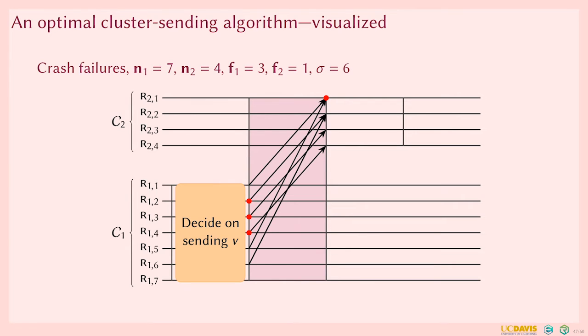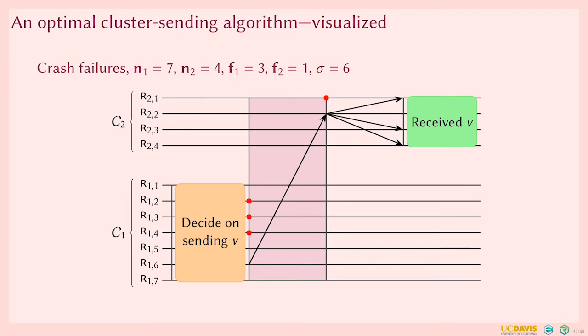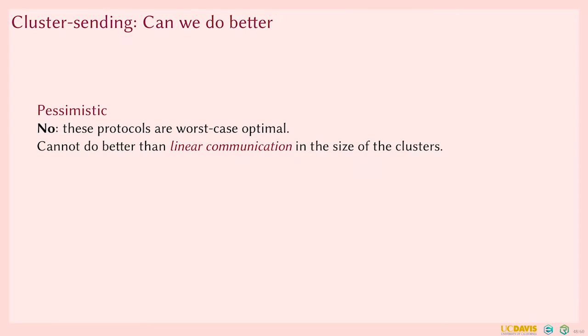And now we can again play the game to let replicas crash, but now we see that even if we crash 3 replicas in the big cluster, 1 in the small cluster, we still have 1 message that got sent by a replica that is non-faulty, received by a replica that's non-faulty. And so in the second cluster, they can then internally rebroadcast this value to ensure that everyone in the second cluster will receive this value. And that's what we want. And this protocol is actually completely optimal.